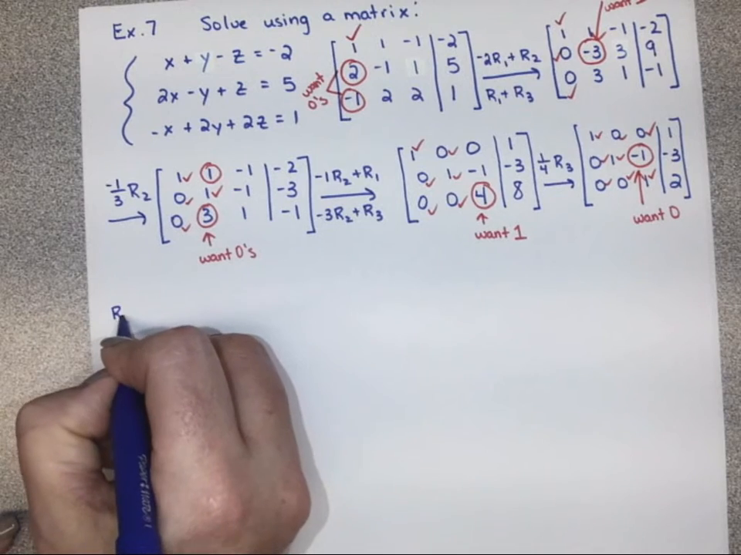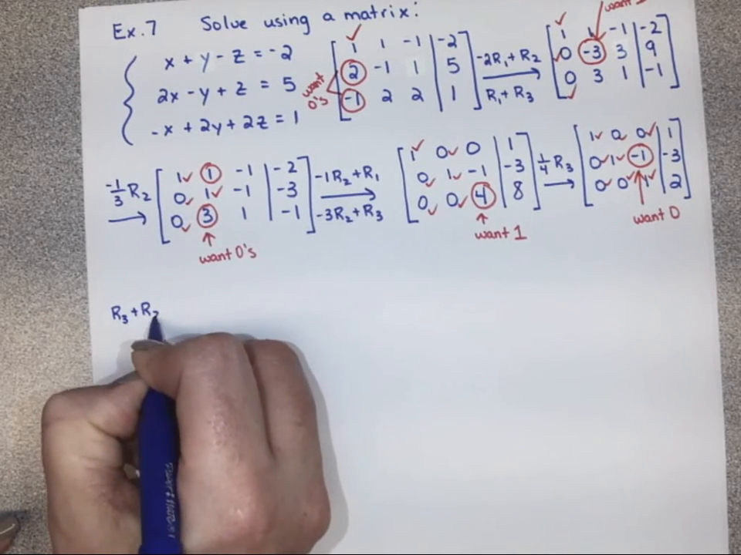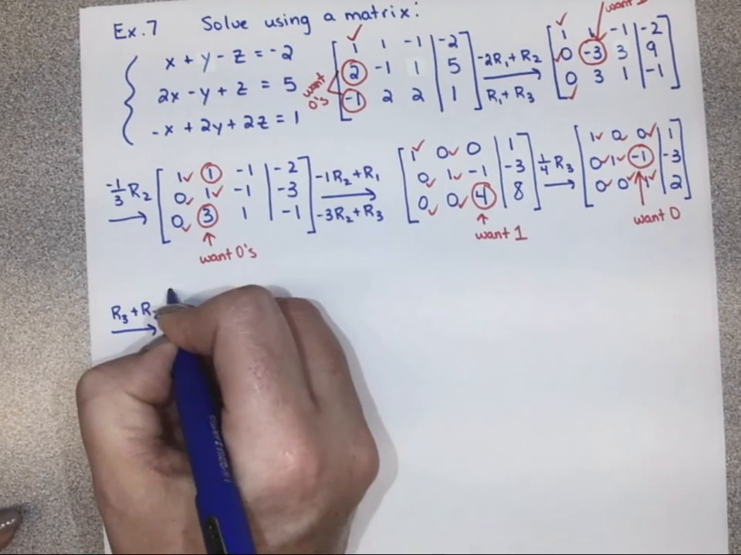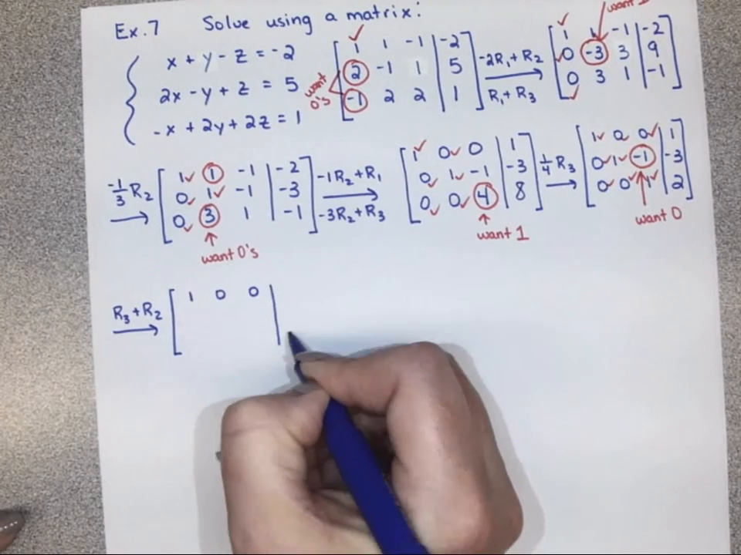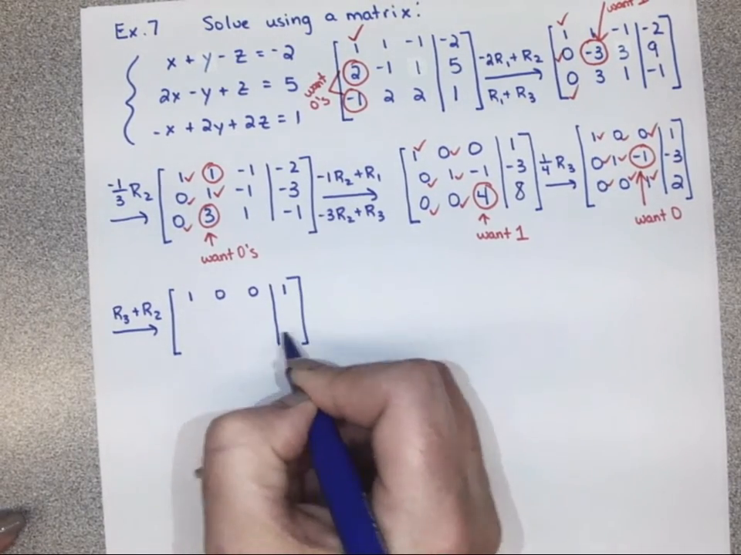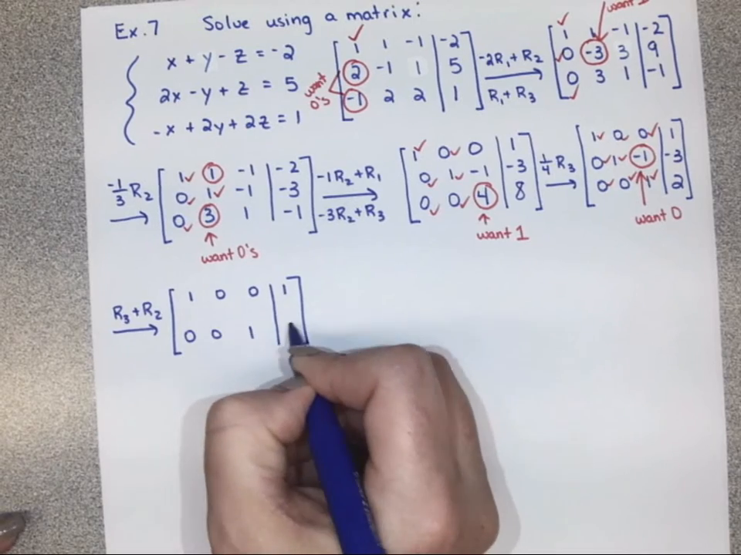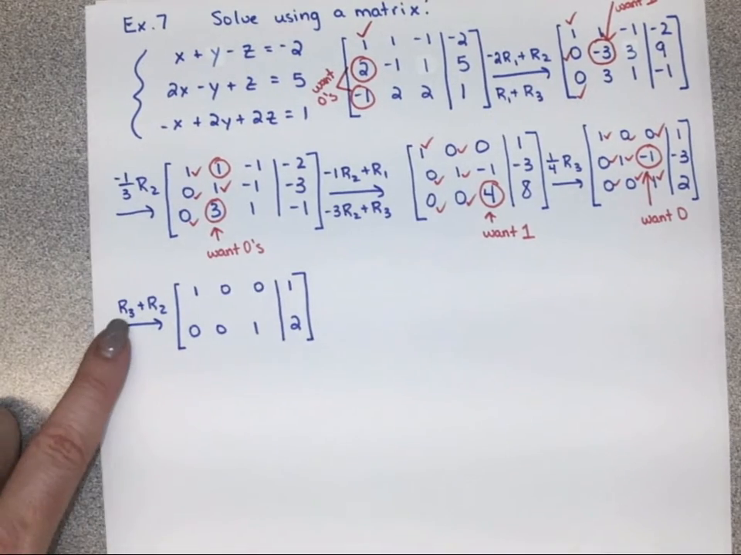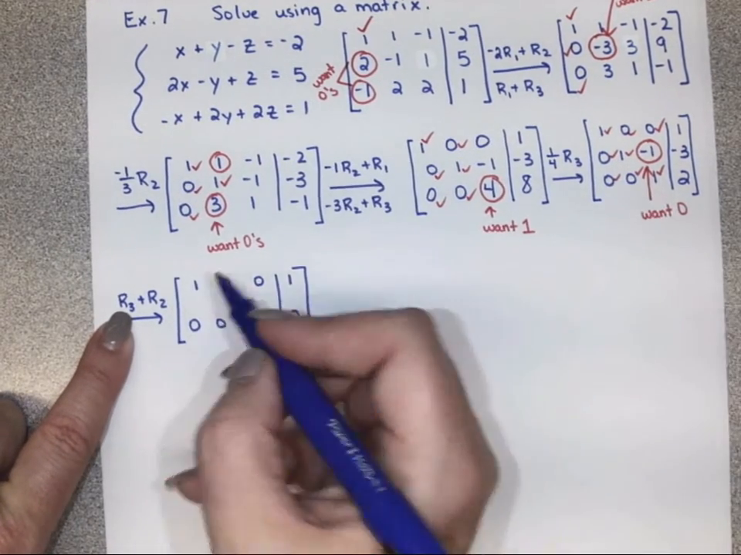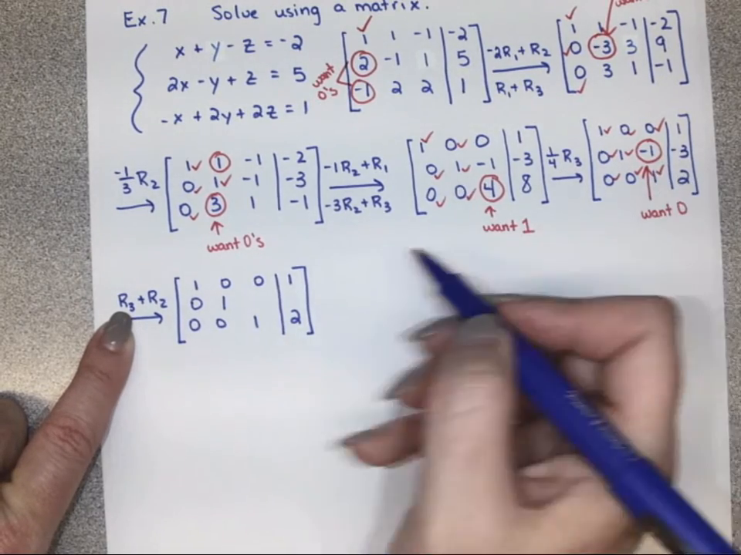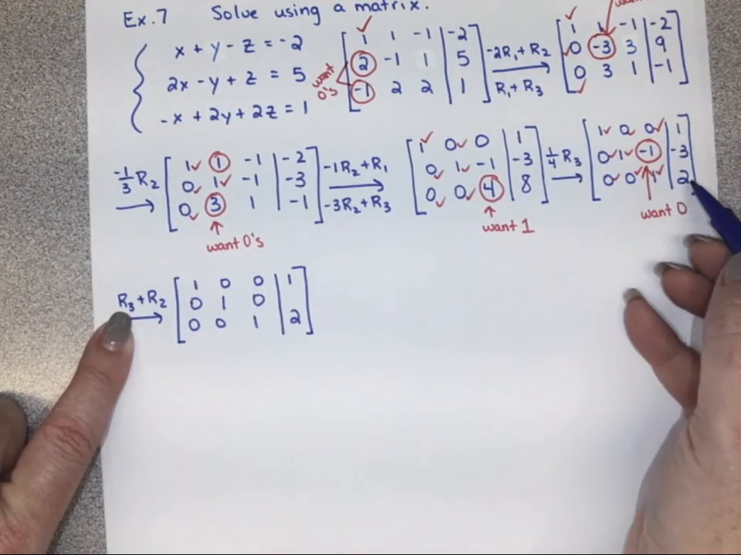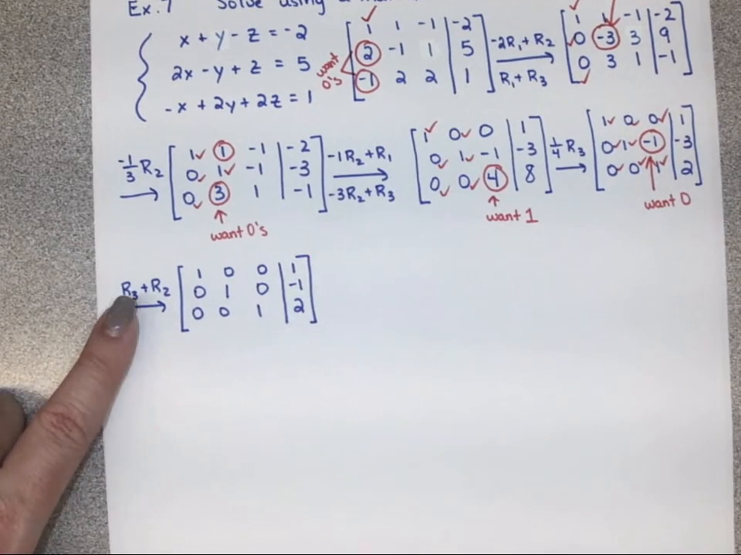So we're going to take row 3 plus row 2. Remember, we need to list row 2 second because that's what's changing. So first and last rows are done, so we're carrying those over. And then this is a relatively easy command. So 0 plus 0 is 0. 1 plus 0 is still 1. Negative 1 and 1 is 0. Negative 3 and 2 is negative 1.